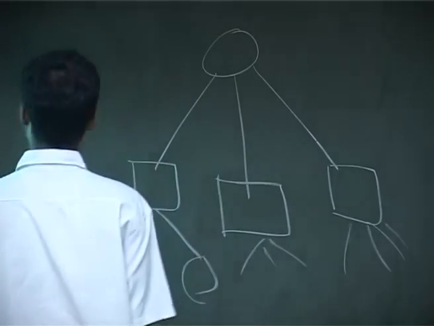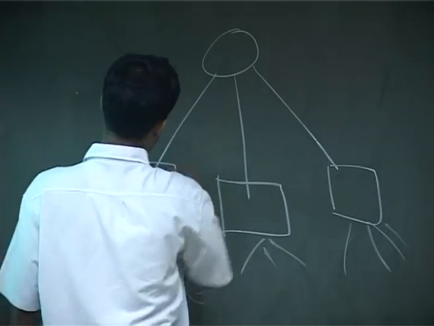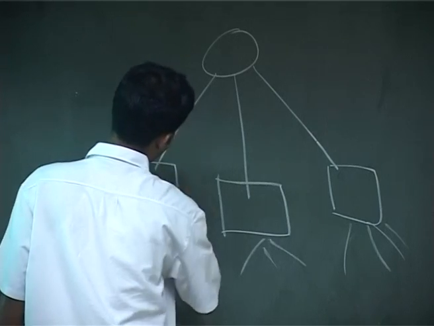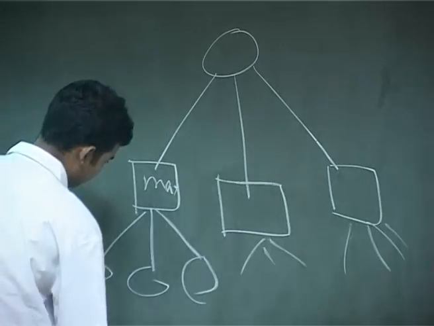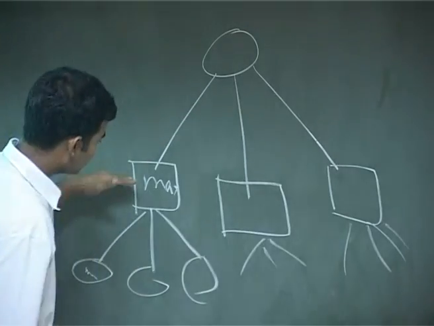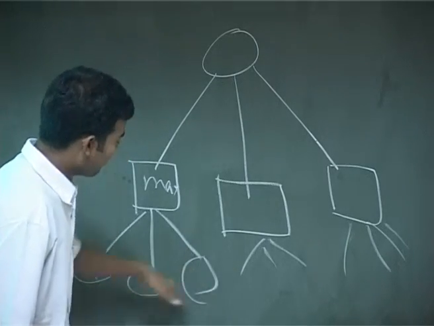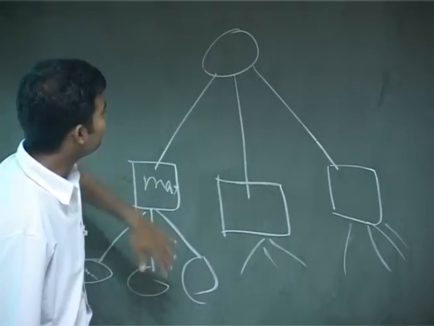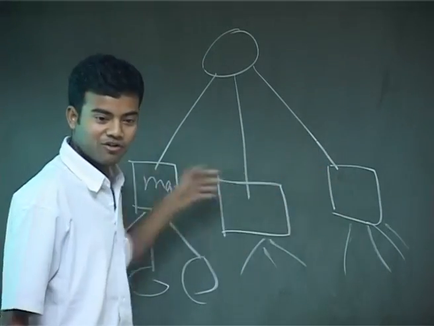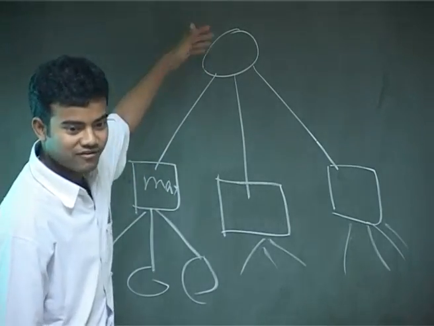This is min-max. For example, this is maximizing mode, this is minimizing mode. This is maximizing mode. Then it takes the maximum value of all three, and this is minimizing mode, so it takes the minimum value of all that. And the final output is the value of the root.